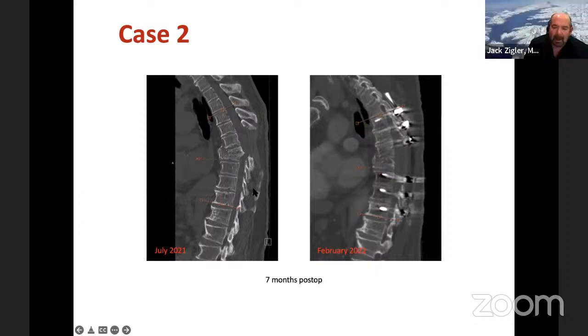Yeah, you did a great job with your technique, but I'm wondering about the guys who do this regularly, Dr. Orlay or Dr. Chapman, whether they would have done this anteriorly and maybe needed a shorter posterior segment stabilization.